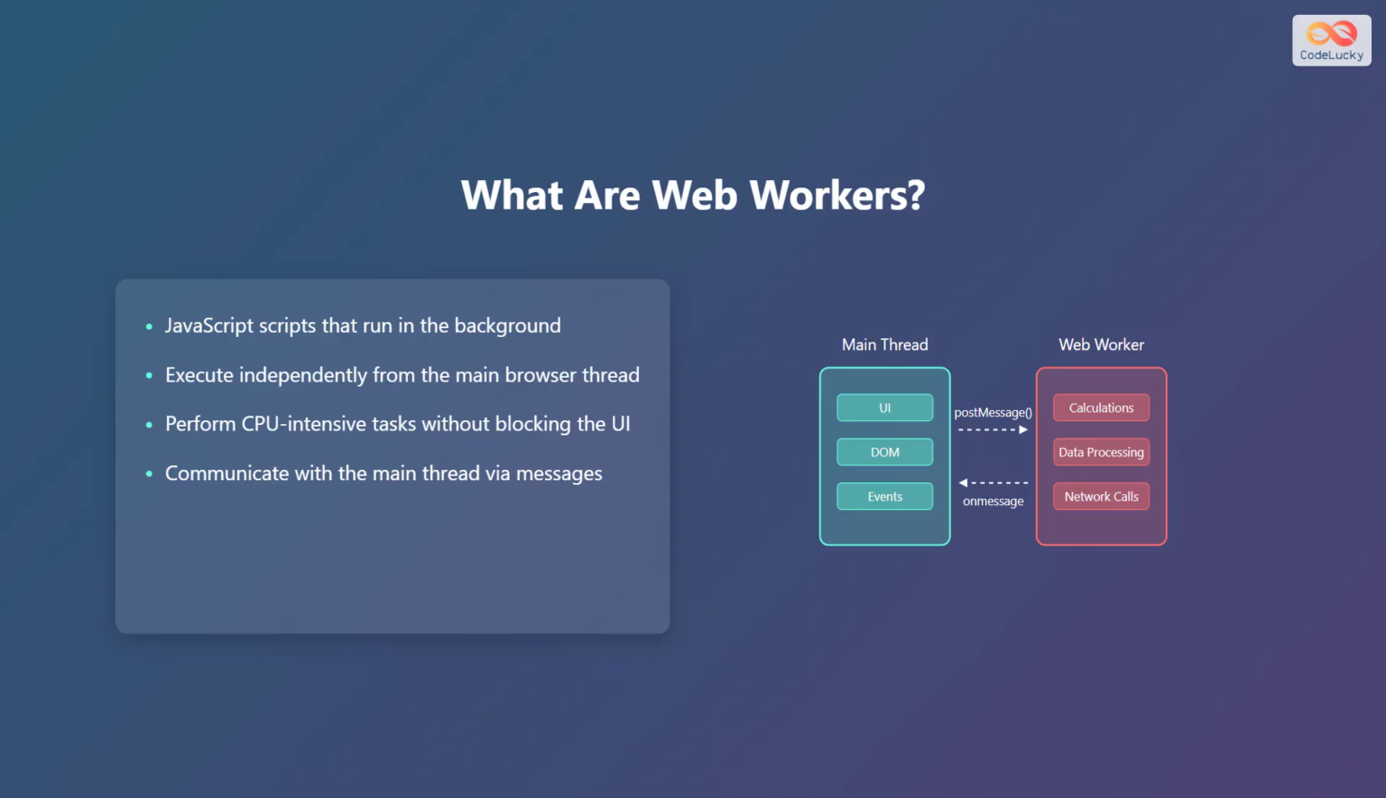Web workers communicate with the main thread by sending and receiving messages. You can use the postMessage method to send the messages and the onmessage event to receive the messages.